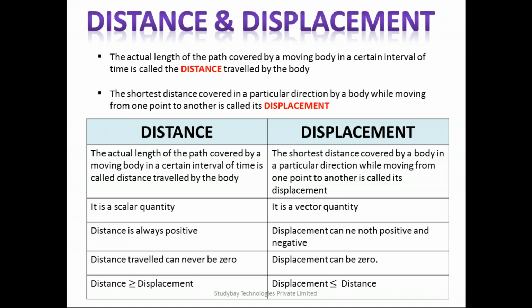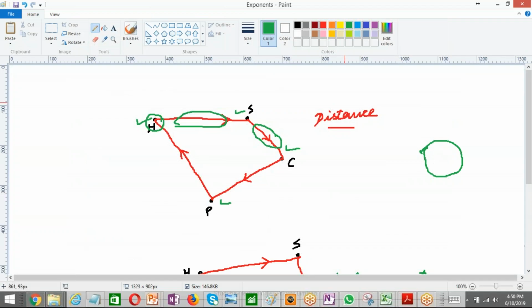Now distance is always positive. Of course, even if you move a certain inches, that is nothing but distance. But displacement can be positive or negative. It can be both positive or negative. Let's take the example from here.